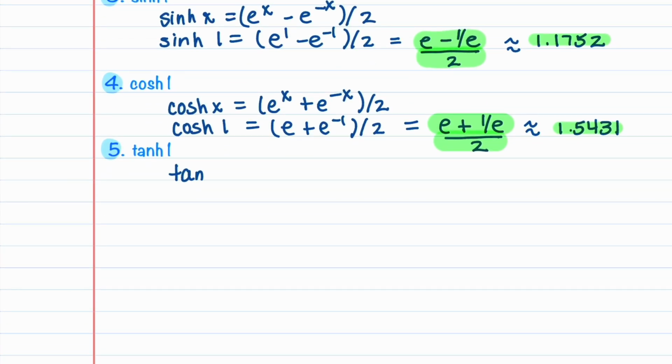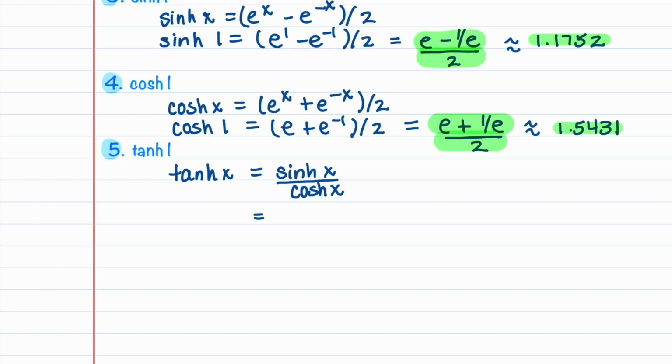Tanh of x is sinh of x, all divided by cosh of x. Very similar to our trig function, tangent is equal to sine over cosine.